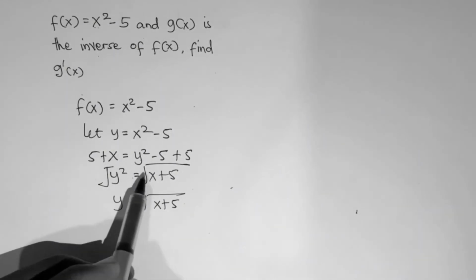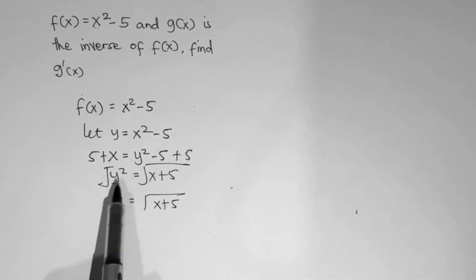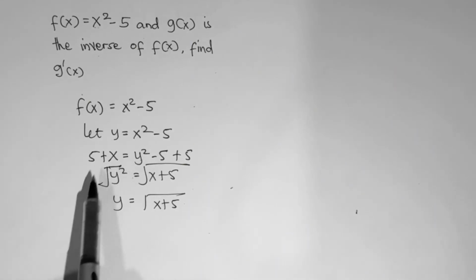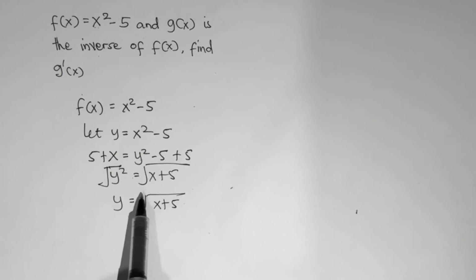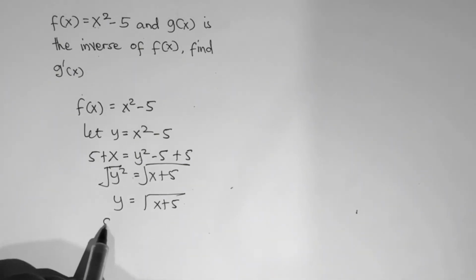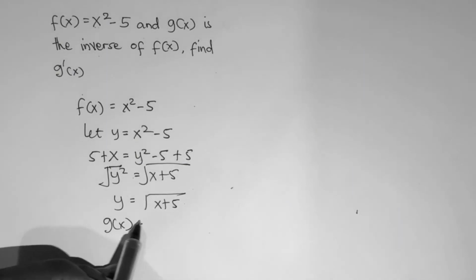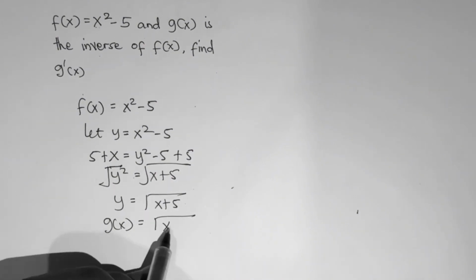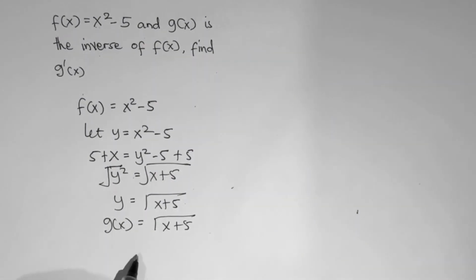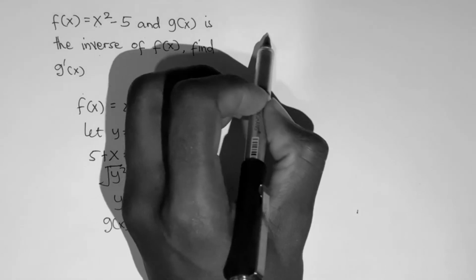Now, I didn't bring plus or minus because we are talking about an inverse function. A function must only have one value in the codomain, and therefore we don't need to bring plus or minus in this case, else it will cease from being a function. So now, this implies that j of x, which is the inverse of f of x, is equal to root x plus 5. So let's find f prime of x.